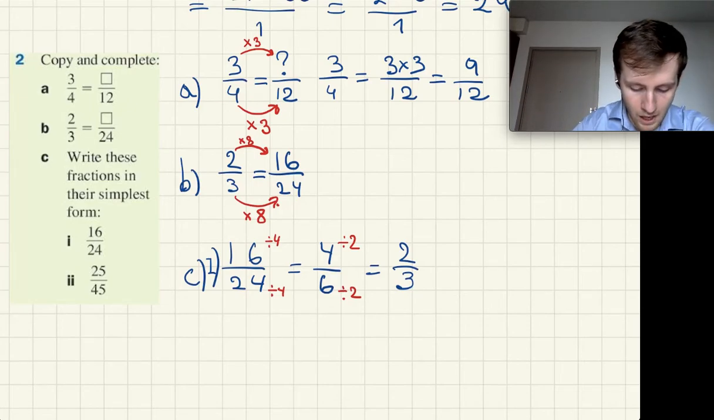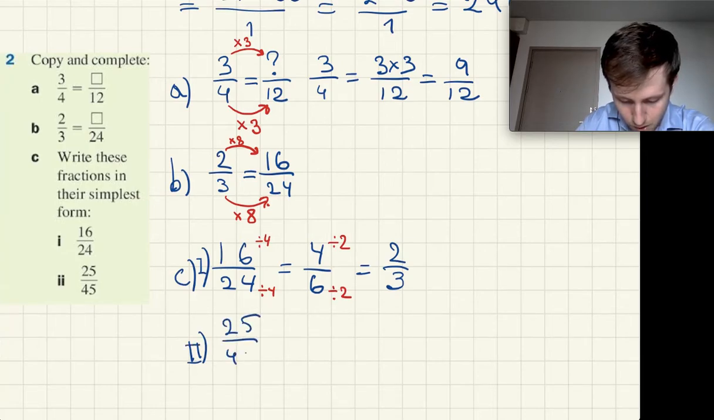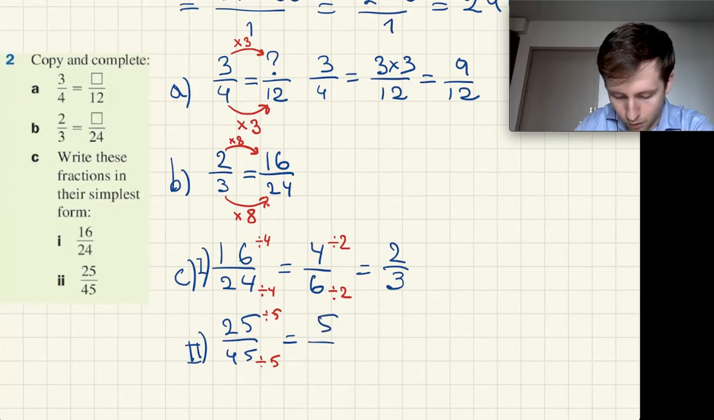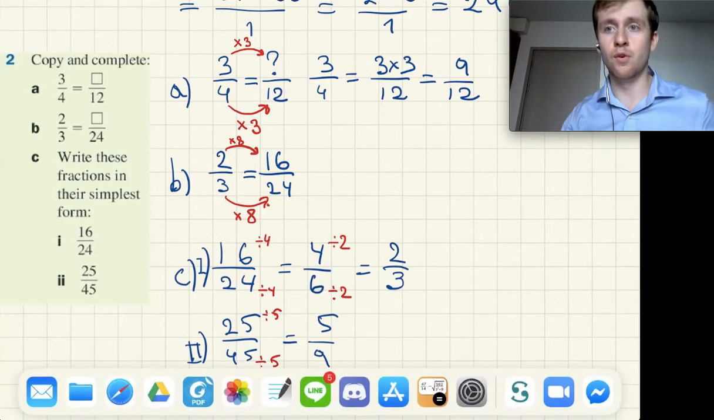Okay, and then we have 25 over 45. So these two can be divided by 5. I think that's obvious. And that would give us 5 over 9. Is there anything else we can divide them by? Actually, no. So that's it. It's 5 over 9.